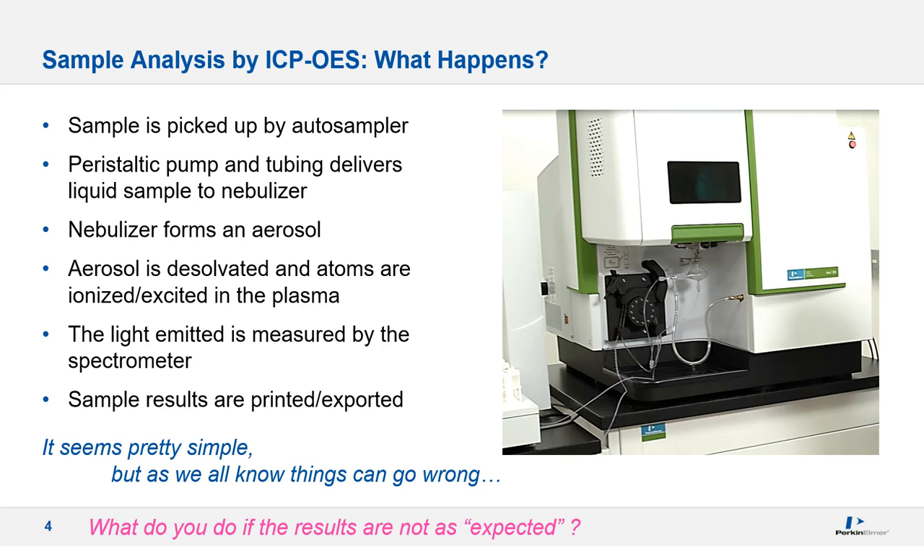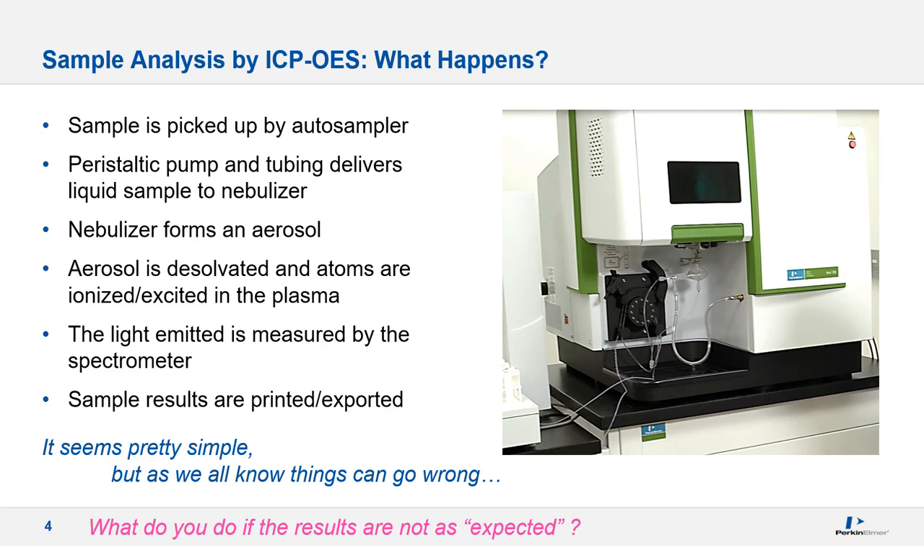On an ideal day, a typical ICP-OES analysis should go like this. The sample is picked up by the autosampler, the peristaltic pump and associated tubing delivers the sample to the nebulizer, and the nebulizer converts the sample to an aerosol. The sample aerosol is conditioned by the spray chamber and then desolvated in the plasma. The elements in the dry aerosol in the plasma are vaporized and ionized by the plasma, and then the light emitted by the excited atoms and ions in the plasma is measured and converted to a concentration, and the sample results are then printed or exported.